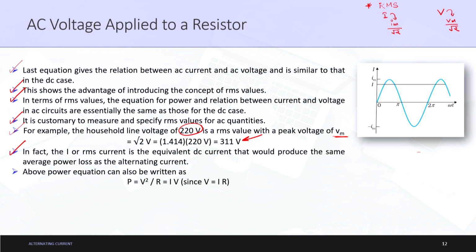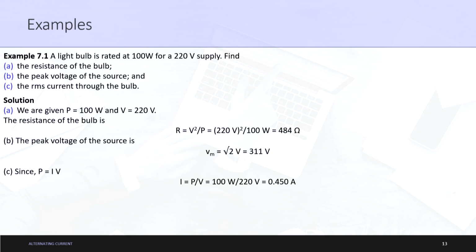Fine. That being said, the above power equation can also be written as capital P is equal to V square by R, which is equal to IV. This is the same power equation which we understood in the previous case, equal to IV. Please remember that here capital I and capital V are RMS values. Okay, so that was the complete explanation regarding all these concepts.